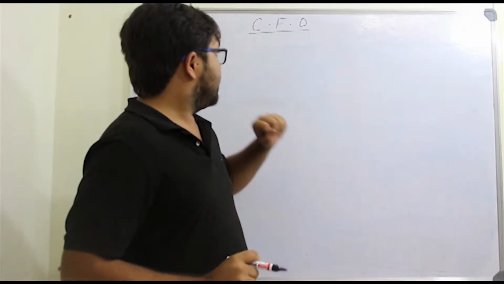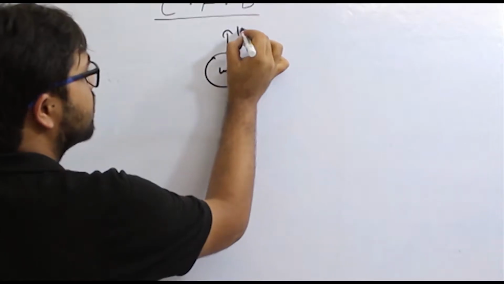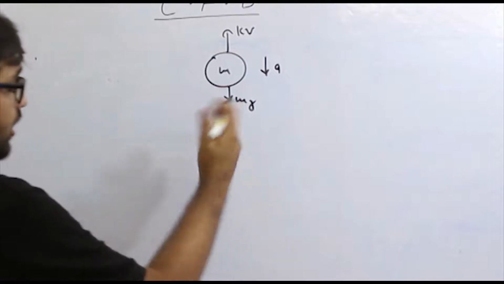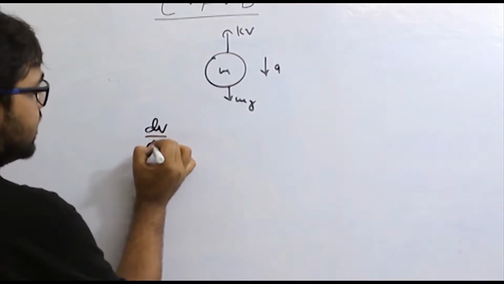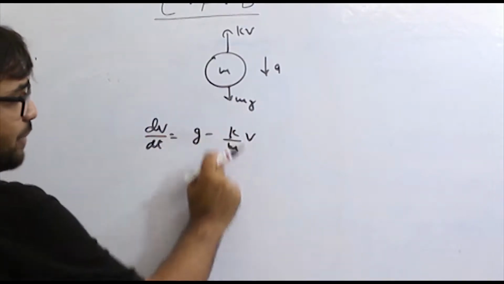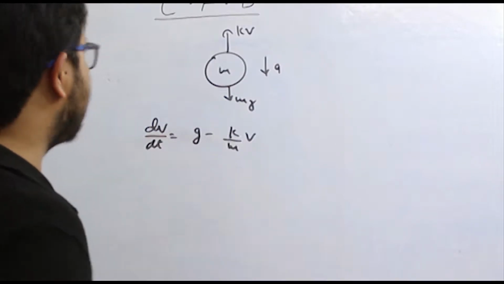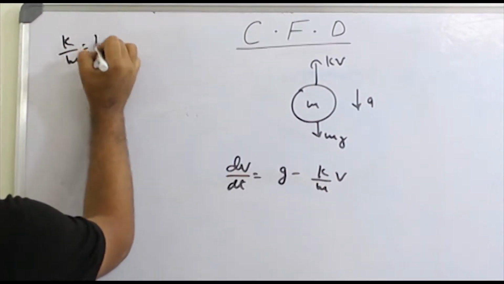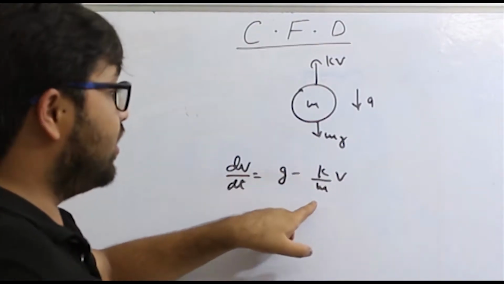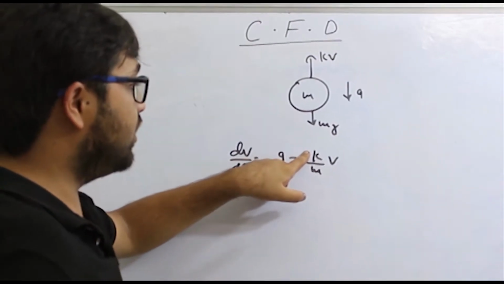Okay, so the problem was that we had a ball of mass m, there were forces kv and mg, and this ball was having a downward acceleration a. The differential equation that we had was dv by dt is equal to g minus k upon m into v. First of all, this k by m is a constant, so I'm going to call it another constant, k dashed. In the previous episode we saw that this k is 6 pi eta r, where eta is the coefficient of viscosity of air, divided by mass.